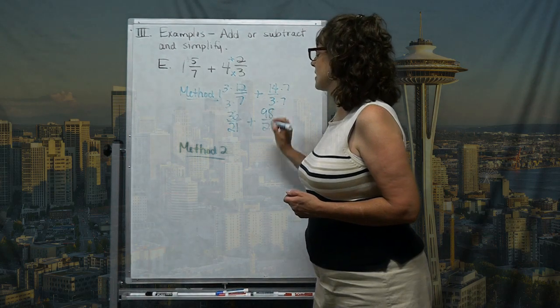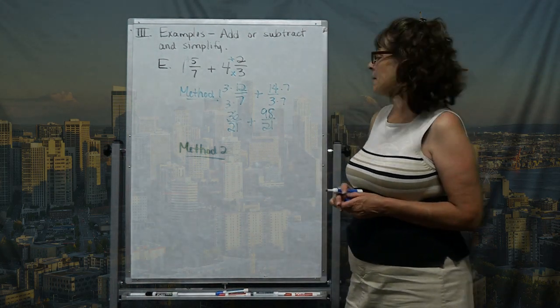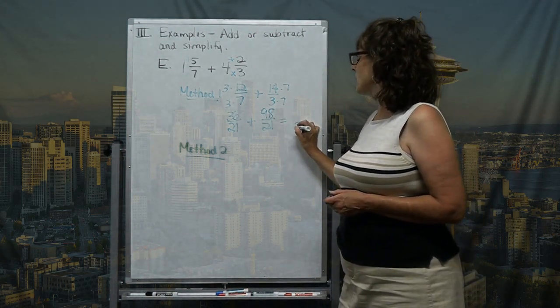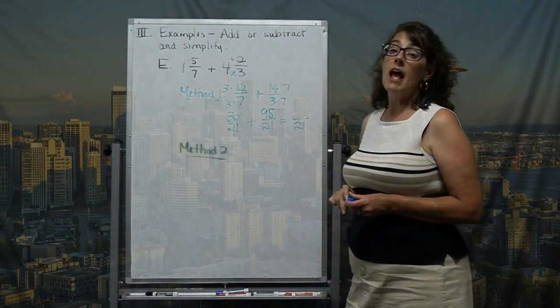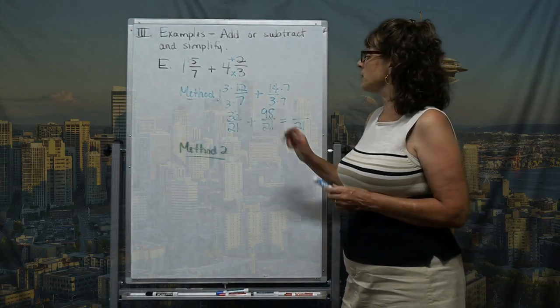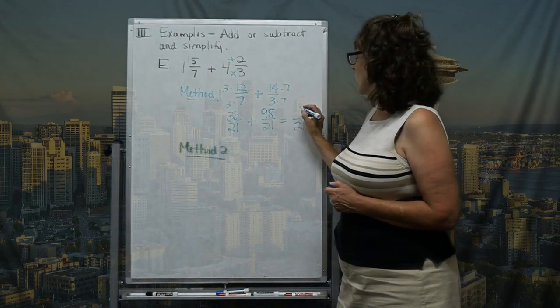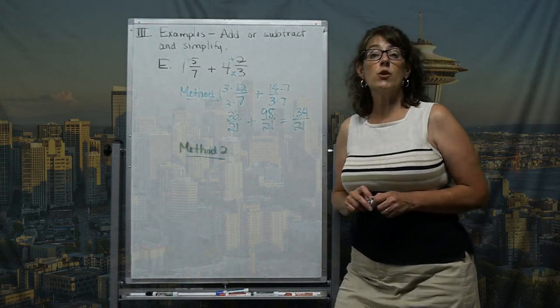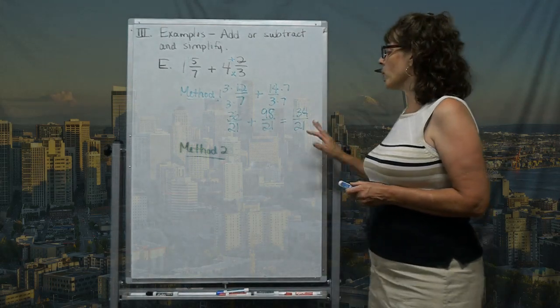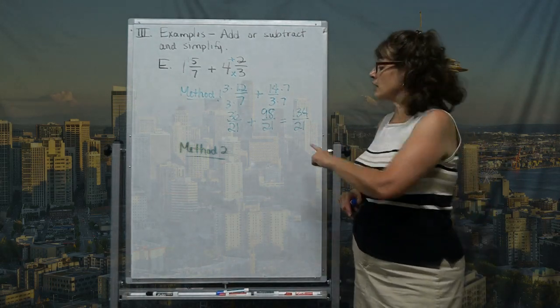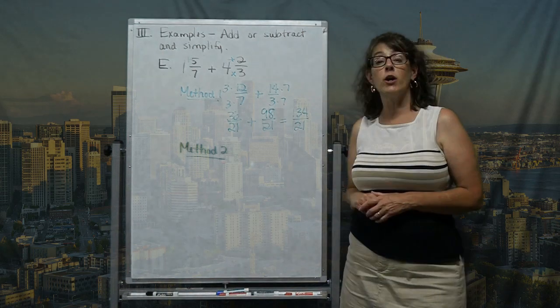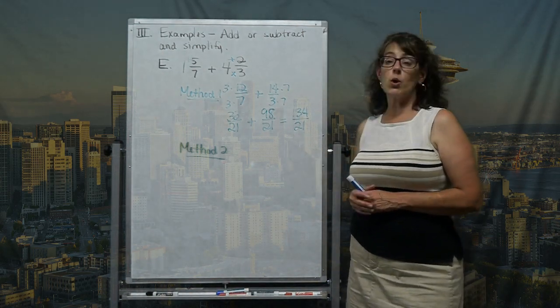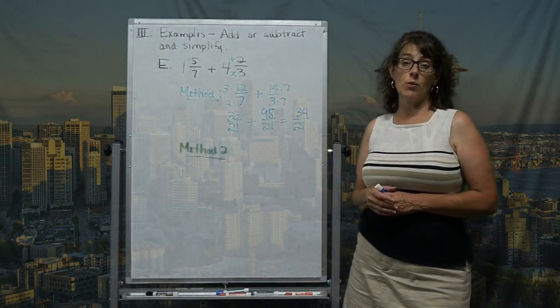Notice that the numbers are getting kind of big, a little bit cumbersome here. I'm going to keep my common denominator because I worked awfully hard to get it. And then I'm going to add those numerators. A 36 plus a 98 is going to give me a 134. And now I'm going to attempt to simplify. Is there a number that will go into both 134 and 21? No, because 3 will go into 21, but 3 will not go into 134. 7 will go into 21, but 7 will not go into 134.